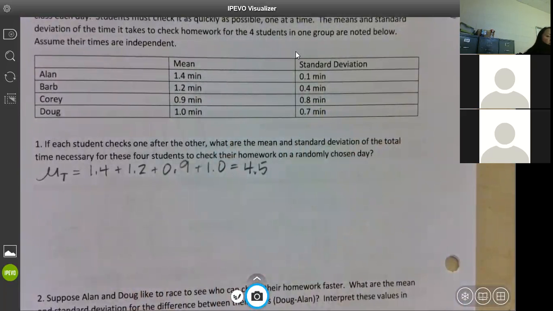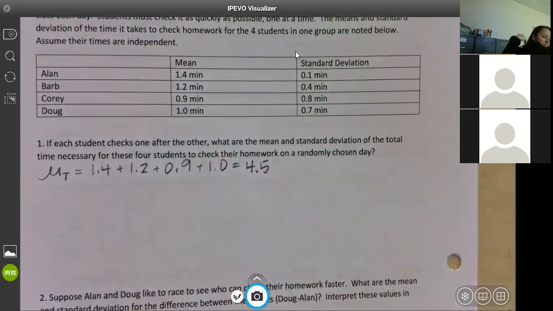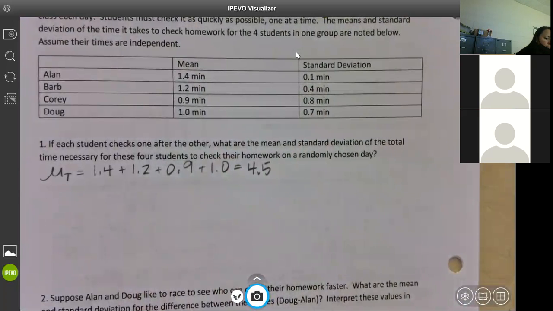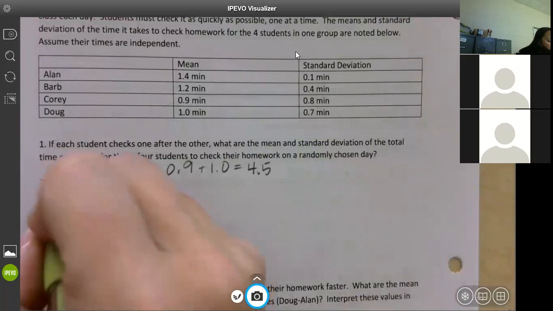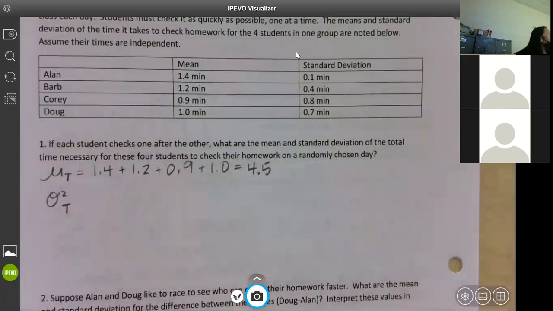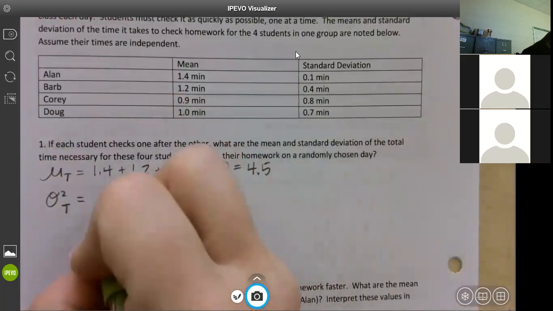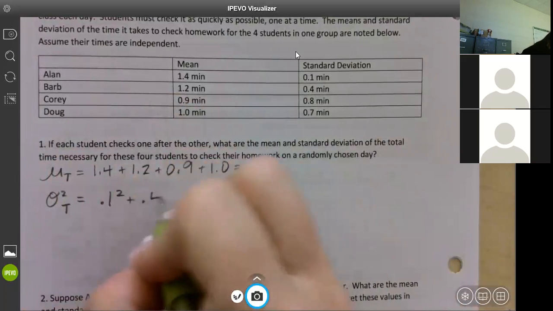But then it asks you about the standard deviation. So remember when we're totaling it, what do we need to do to find the standard deviation? When we're totaling, what do we need to do? What are you looking for? Not the standard deviation, but close. The variance, yeah, the variance. So the way we find that is the standard deviation squared of each one.